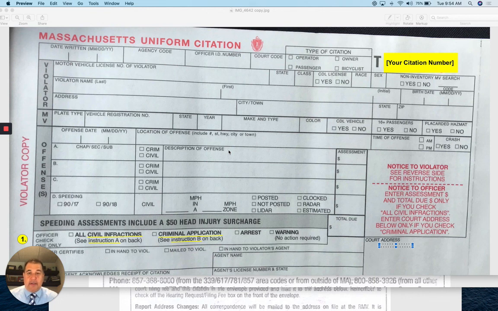So that's pretty much it as to how to appeal both a criminal as well as a civil traffic citation, what you should do, how to do it, so the mechanics of doing it.